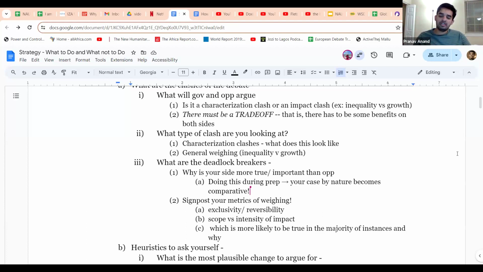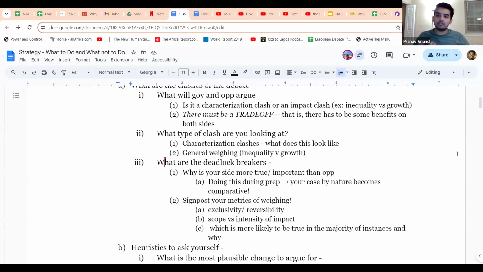Which I think leads me on to the next thing, which is on signposting your metrics of weighing. Now, I'll quickly talk through what I think is different. I think everybody knows the very classic things about weighing. So, you weigh on scope or scale or intensity. But there are a couple of things to note about things that could be interesting.